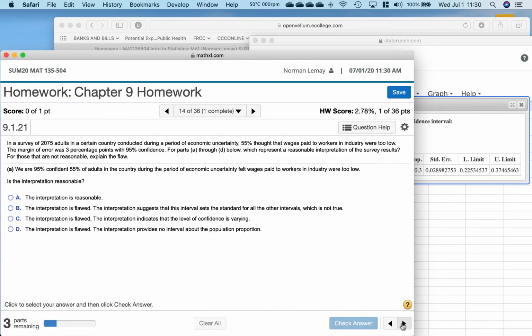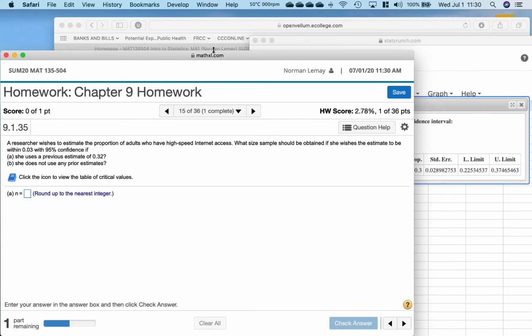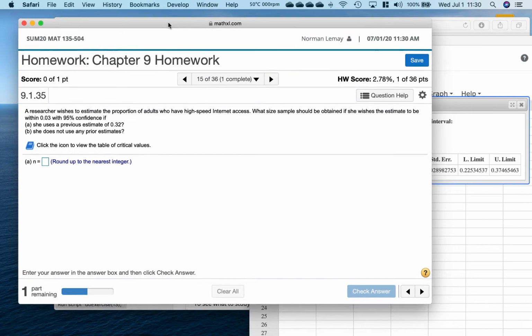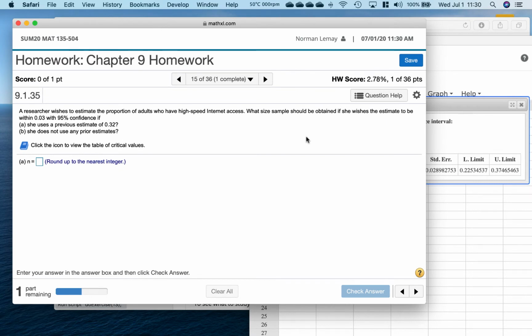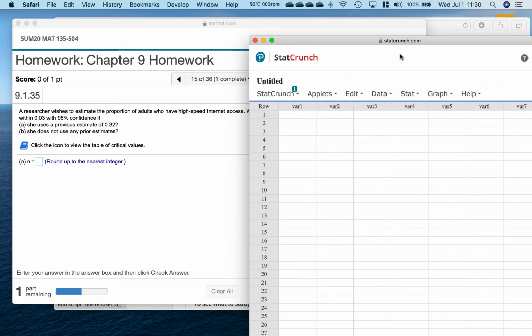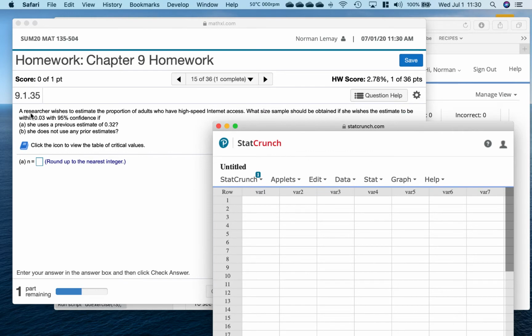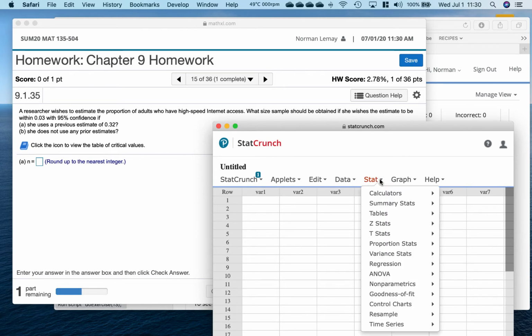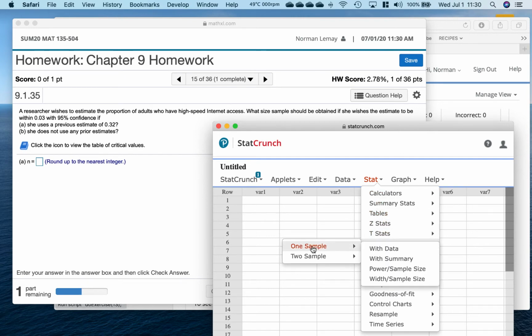So we can move on to the next question. That's how you can use StatCrunch, and that's how down and dirty and simple it is to compute this stuff. Now we're asked to do a sample size computation. We're given a margin of error of 0.03, and we want 95% confidence. So again, I'll come over to stat, proportion stats, one sample.